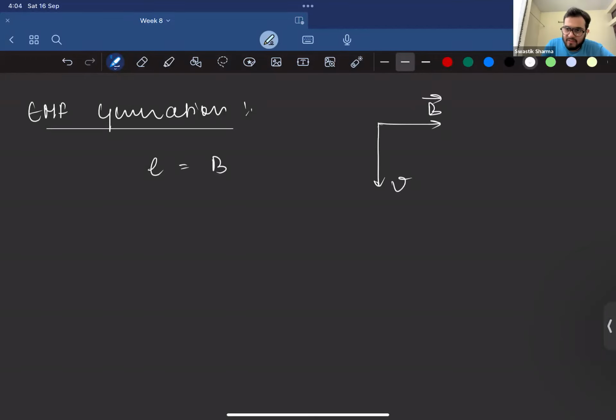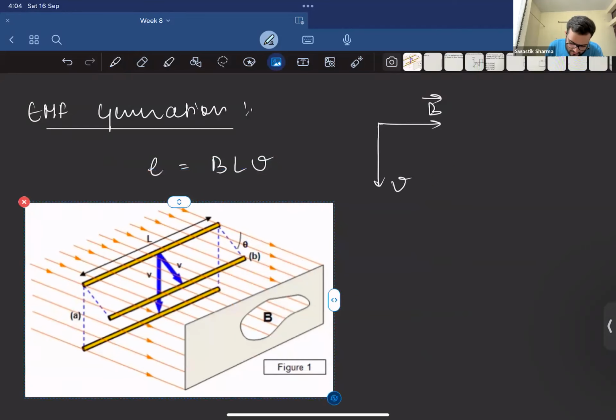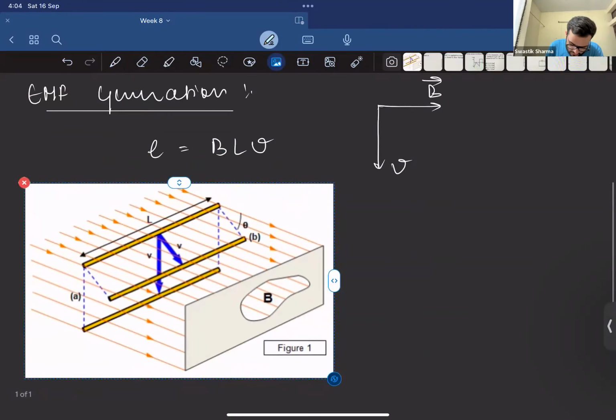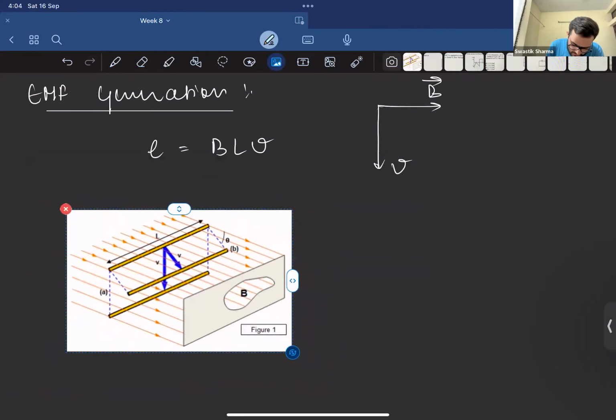If B is the magnetic field density, in Weber per meter square, L is the length of the conductor, and it's moving with a velocity of v, the corresponding EMF is BLV.